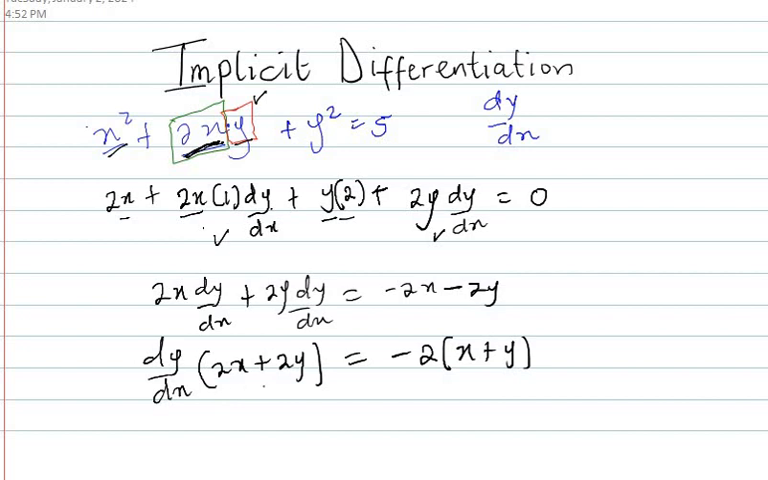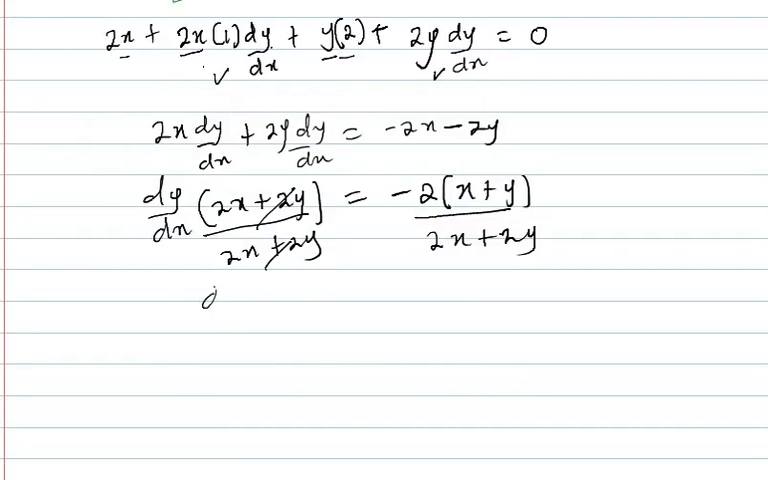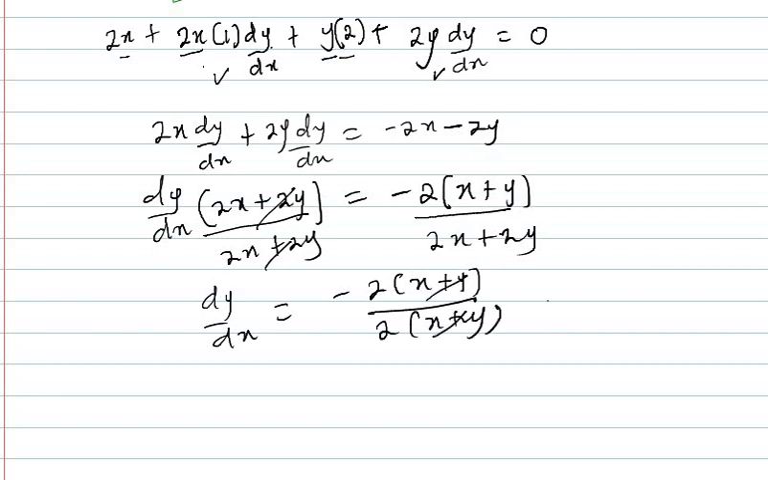So we divide both sides by 2x plus 2y to get dy/dx. This cancels with this, so we have dy/dx equal to minus 2 times (x plus y) all over 2 times (x plus y), where we factor out 2. So x plus y cancels x plus y, and we have minus 2 by 2, which is equal to negative 1.